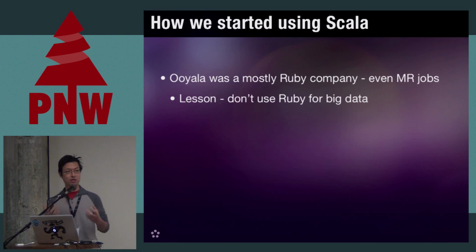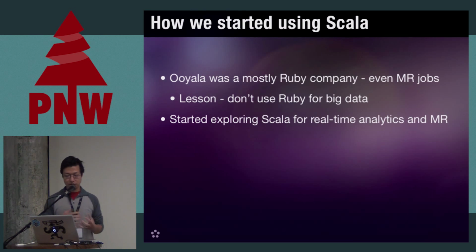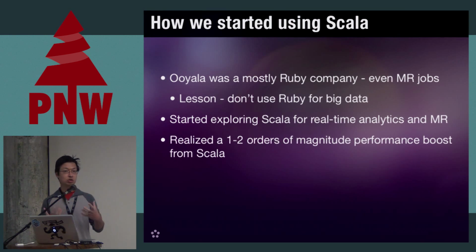And this is especially true for MR, where you have long cycles. Ruby works well when you have really small iterative loops, right? You can run stuff again and again really, really fast and correct mistakes. And for MR, that is not true. We started exploring Scala for real-time analytics and MR jobs. And what we found was that using Scala gave us an order or 2 orders of magnitude improvement over Ruby.